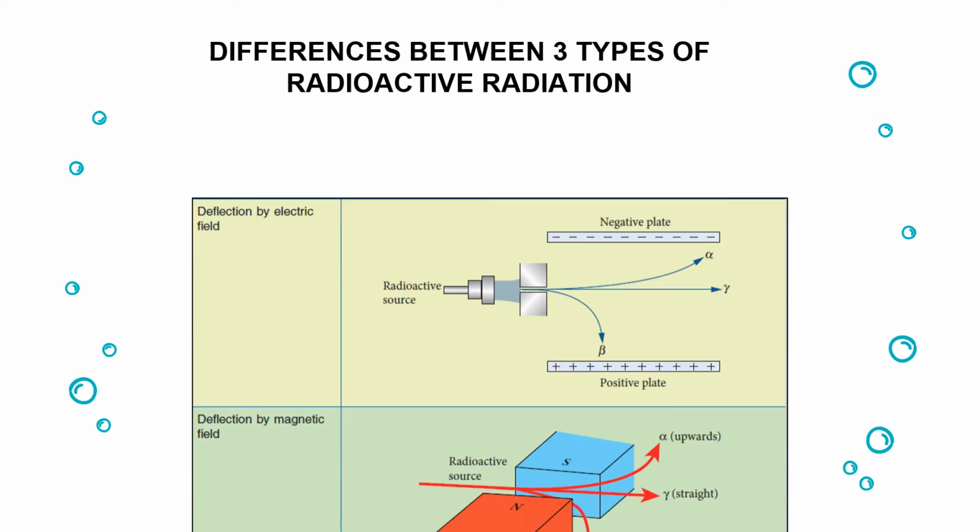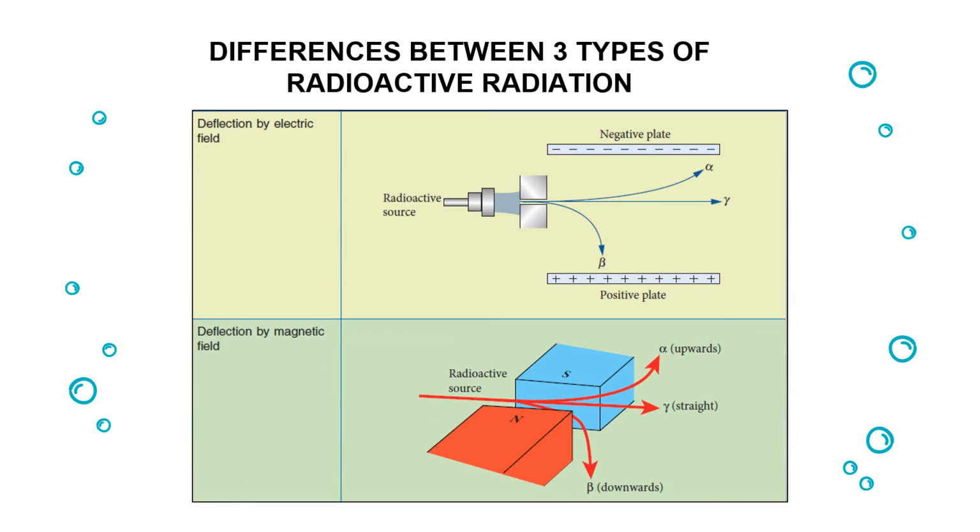Next, we look at deflection by electric field. An electric field is the area around a charged object. It forms a landscape for a charged object, and it makes the charge accelerate and move along the potential gradient.